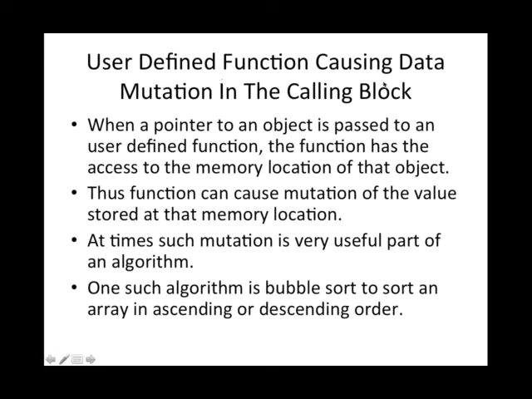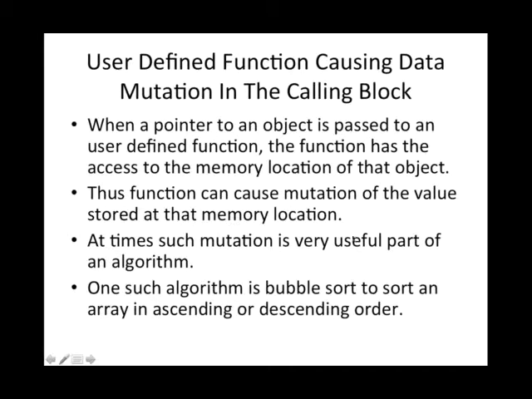So user-defined functions can be used to cause data mutation in the calling block. The way it works is that when a pointer to an object is passed to a user-defined function, and you already know from the pointer technology, the function has access to the memory location of that object. Since it has access to the memory location, it can cause mutation of the value stored at that memory location whose pointer is passed to the function.